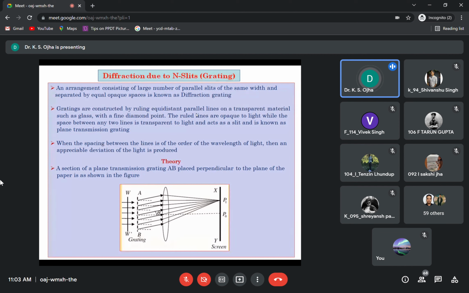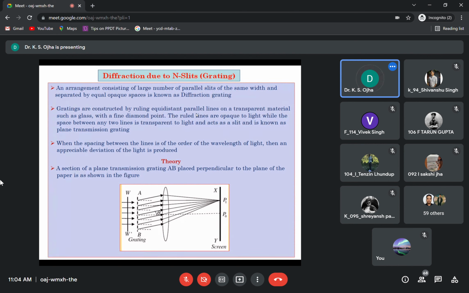It means this is a diffraction grating. The width of the opaque and transparent parts, when we sum them, is called the grating element. So here we are going to discuss: suppose that in place of a single slit we are using n slits, or a diffraction grating. What will be the difference in the diffraction pattern?